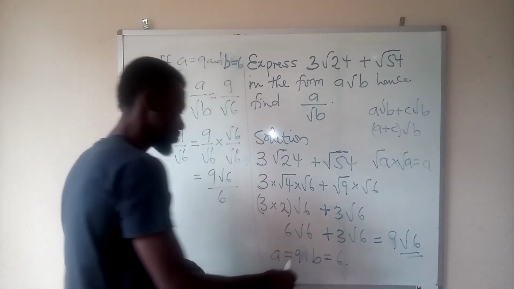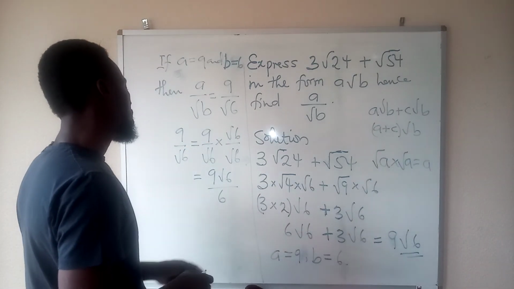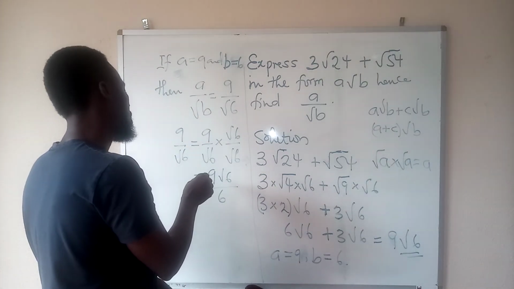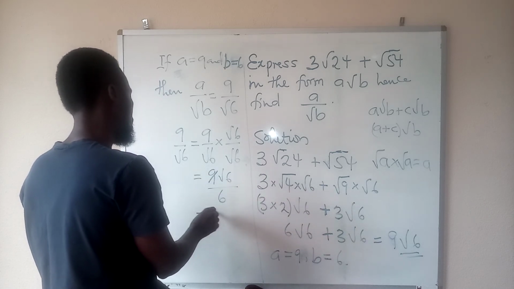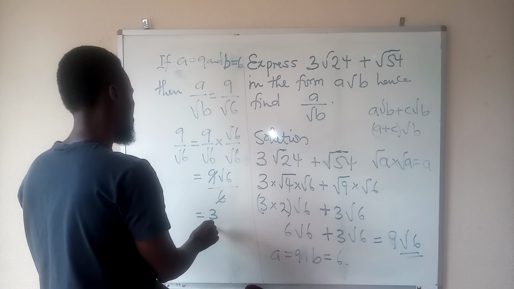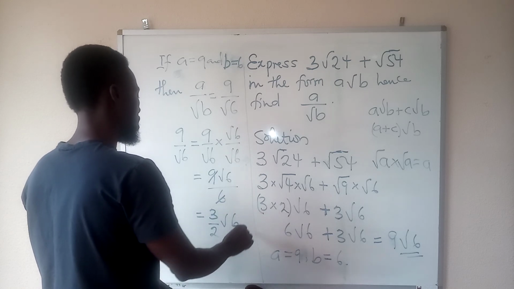So the answer is 9 root 6 over 6, which is the same as, dividing by 3, 3 into 9 is 3 and 3 into 6 is 2. So that is the answer to this.